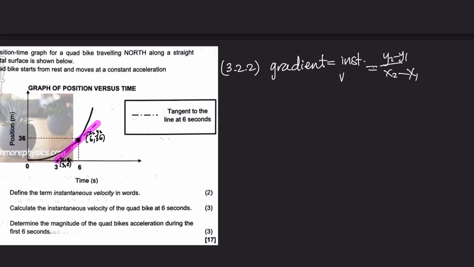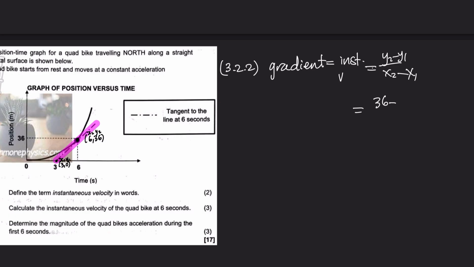So we can substitute our points in now. y2 is 36. y1 is 0. Divided by x2 is 6 minus x1, which is 3. And when we solve for this, we get 36 divided by 3, which is 12. 12 meters per second. Right? Now, this is a positive value, which indicates that it is still going north. Okay?